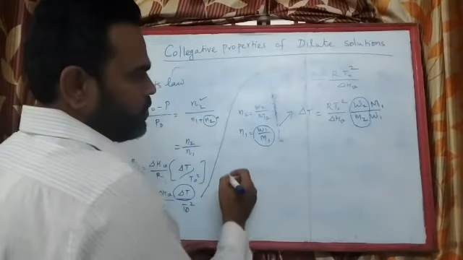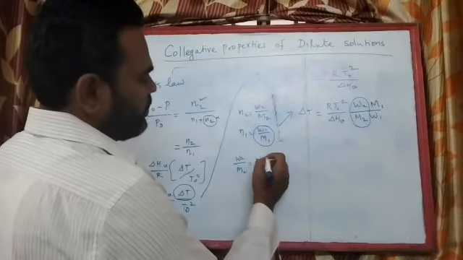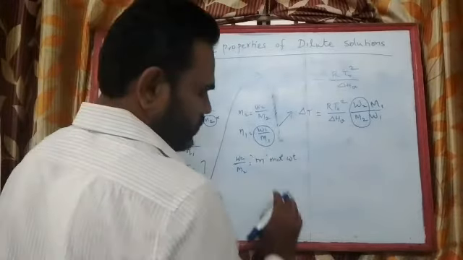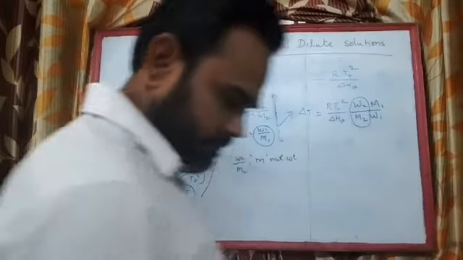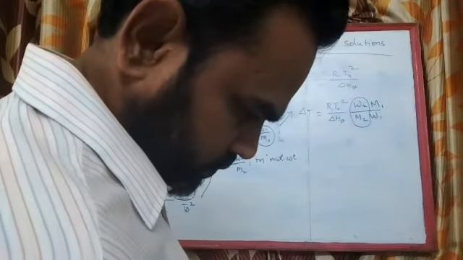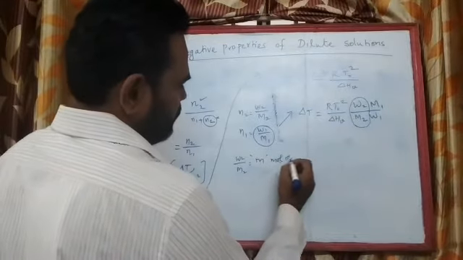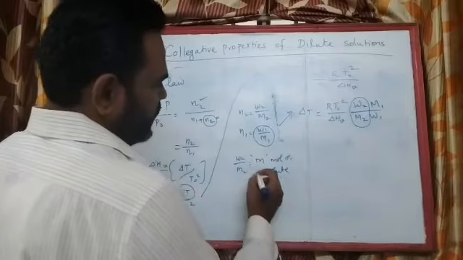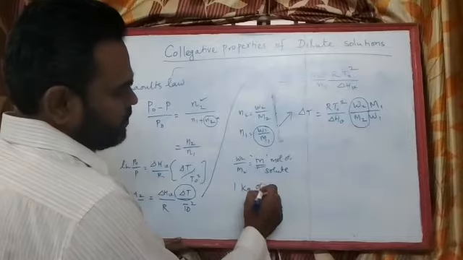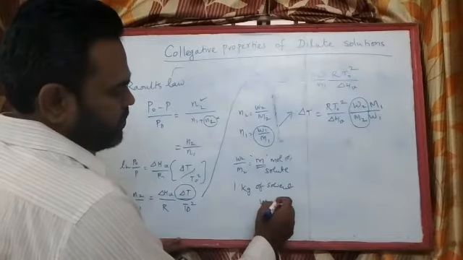So W2 by M2 is nothing but the small m, that is molal, m mole of solute. Okay, so if m mole of solute is dissolved in 1 kilogram or 1000 gram of solvent, okay, so this is W1 is equal to 1.